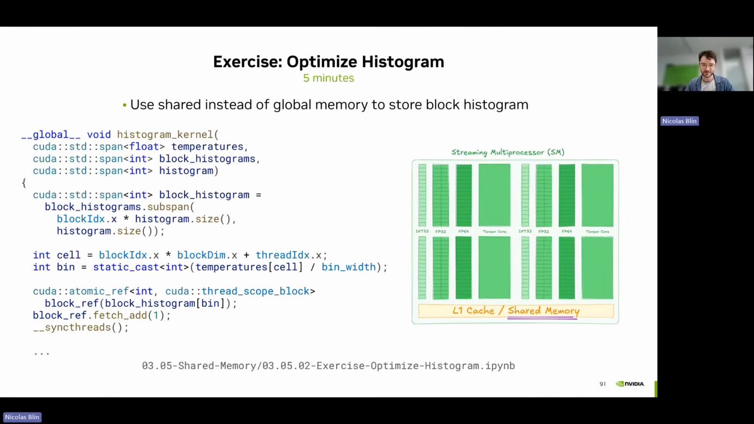And so now that brings us to the next exercise. This time you'll have to allocate the block histogram not in global memory, but in shared memory, which should hopefully improve the performance of our code. For this exercise, you'll have 5 minutes.